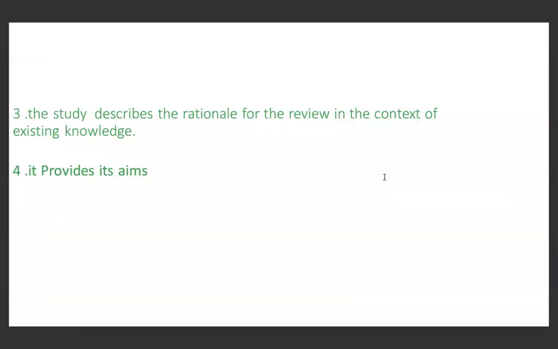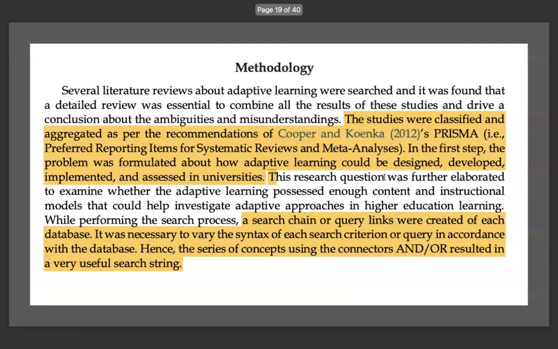The study described the rationale for the review in the context of existing knowledge. It also provided its aim and methods. These studies were classified and aggregated as per the recommendation of Cooper and Co., 2012, PRISMA, Preferred Reporting Items for Systematic Reviews and Meta-Analyses. In the first step, the problem was formulated about how adaptive learning could be designed, developed, implemented, and assessed in universities. A search chain or query links were created on each database.